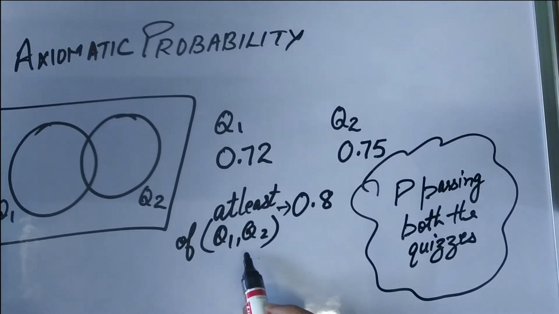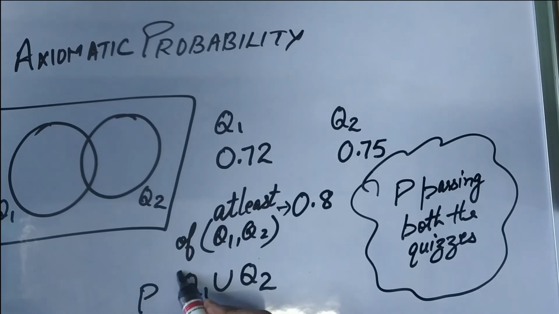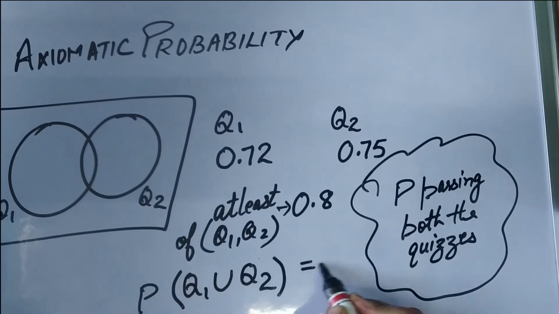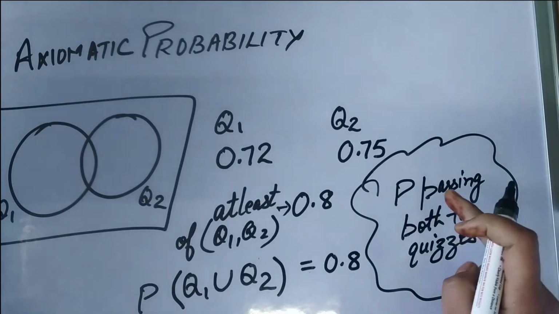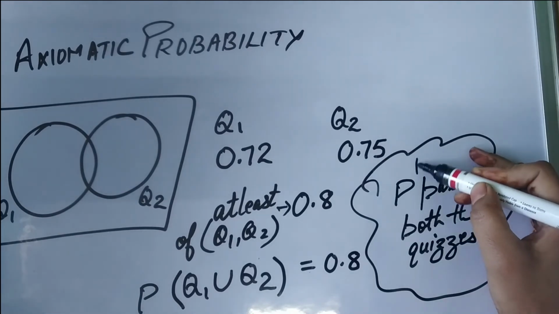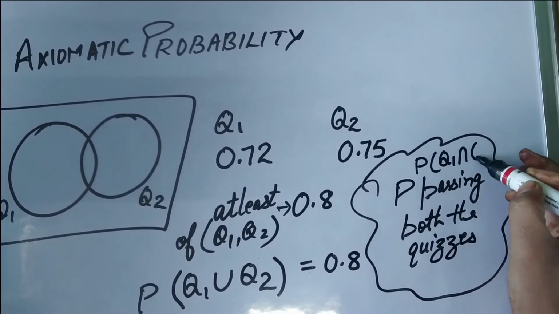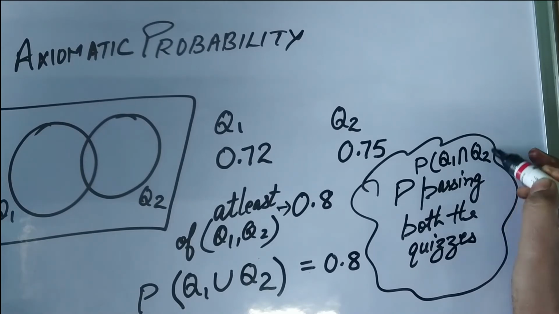Let us look at it in set form. At least one of Q1 and Q2 means Q1 union Q2. So the probability of Q1 union Q2 is 0.8. And what do we have to find out? We have to find the probability of passing both the quizzes. That means the probability of Q1 intersection Q2.